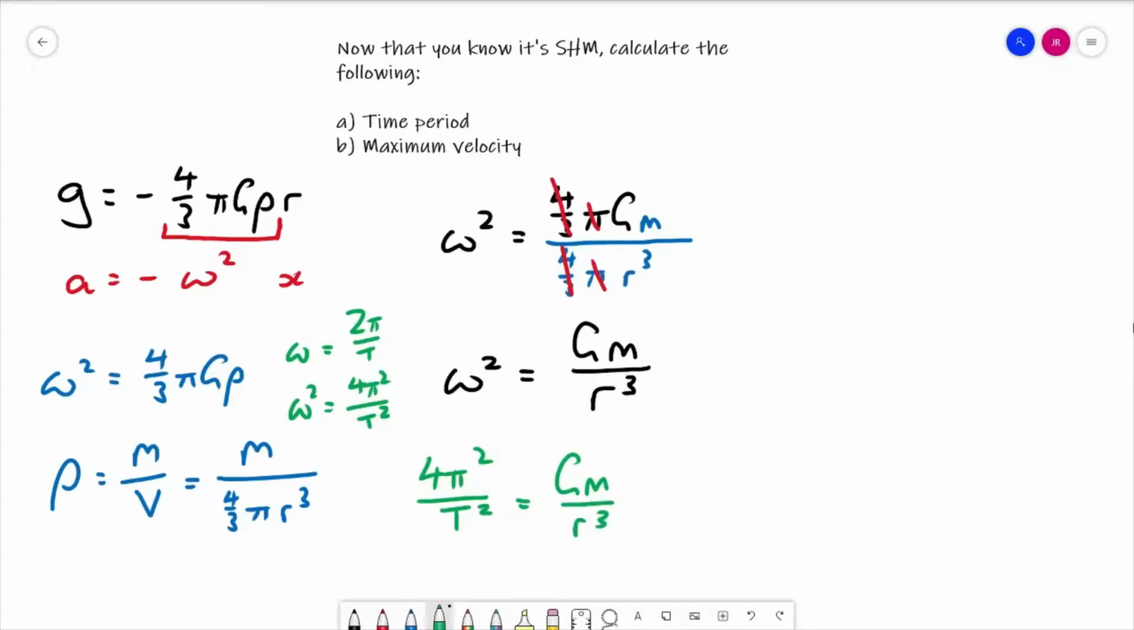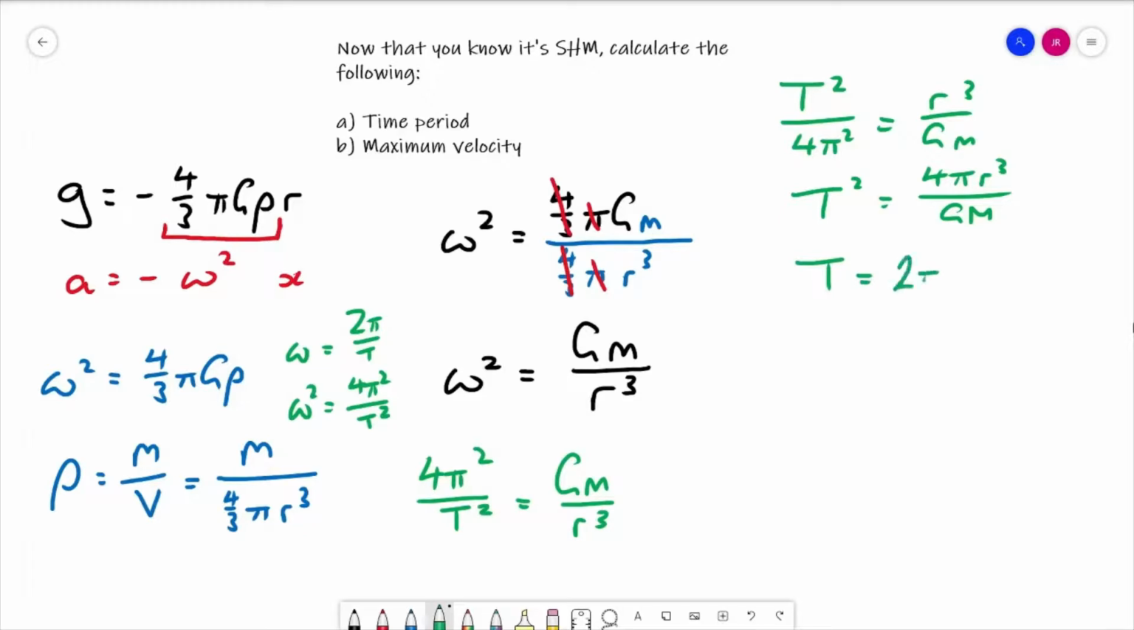Take the inverse of that, and I'll come all the way up here, so T squared over 4 pi squared is equal to r cubed over G times the mass, and that's starting to look devilishly familiar. It's starting to look exactly like Kepler's third law, of course. So following it through, T squared is going to be 4 pi squared r cubed over GM, and then when we square root that, T is equal to 2 pi multiplied by the root of r cubed over GM.